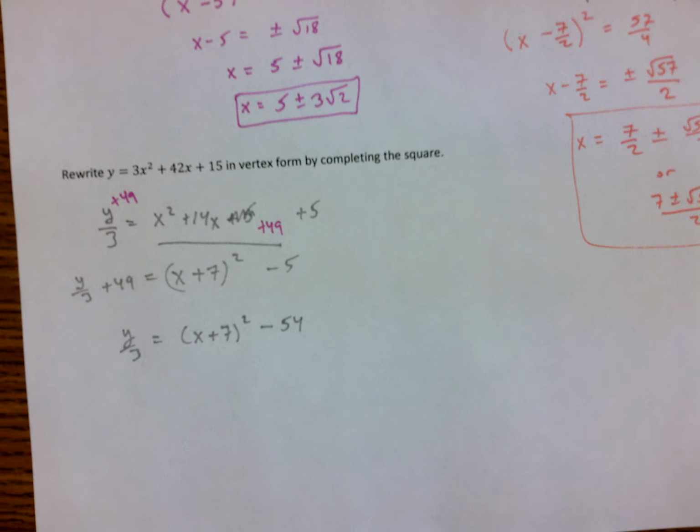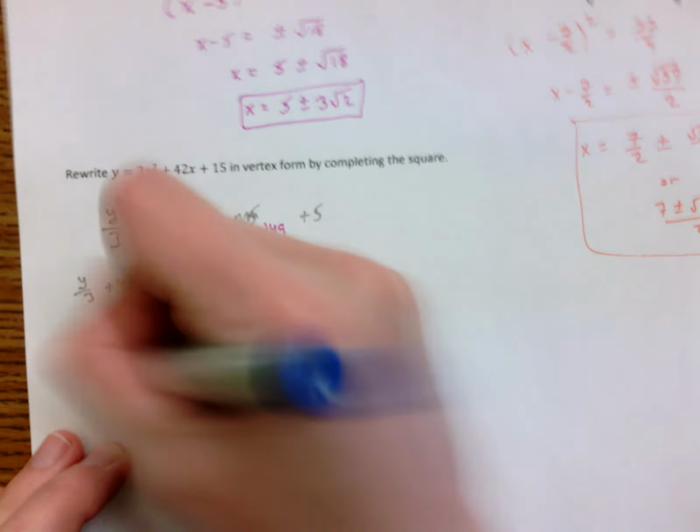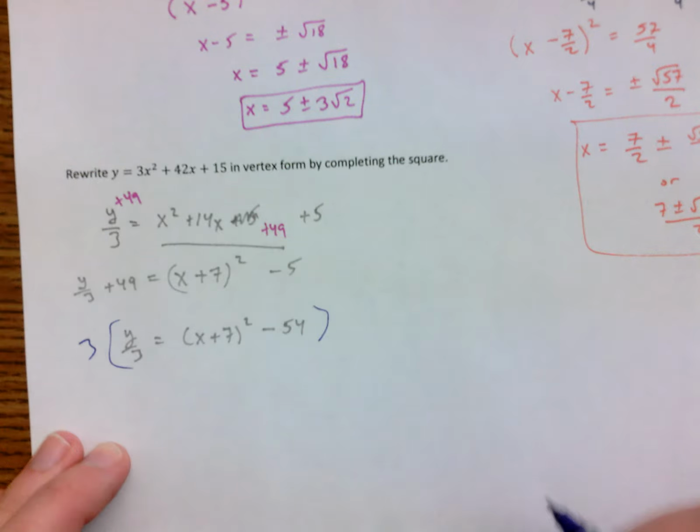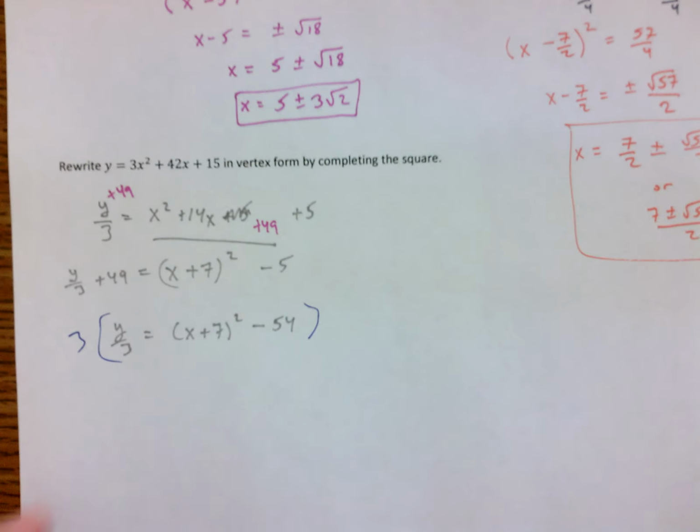All right, and then from there, all I have to do is multiply everything by 3 to get the y by itself, right? So my last step is going to be to take this entire equation, multiply the whole thing by 3. So this will cancel out to just be a regular y.